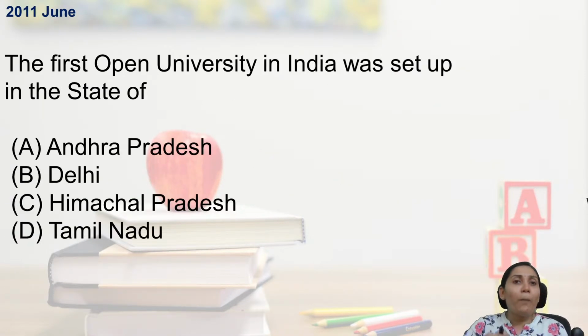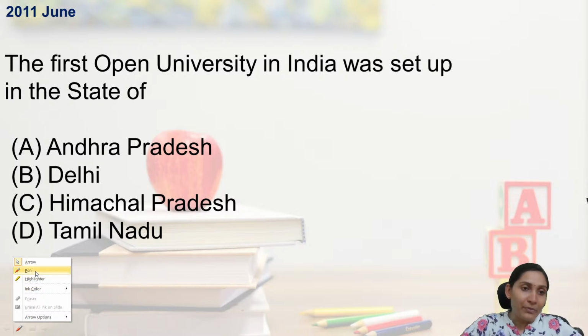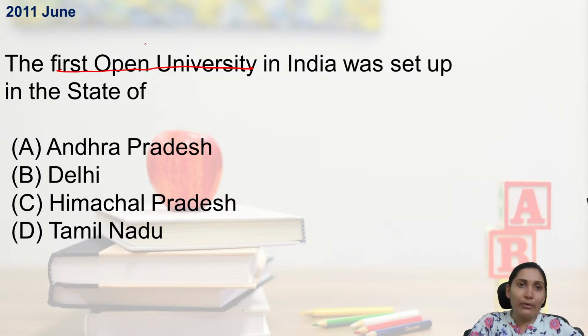The first open university in India was set up in the state of. So this question is about the first open university in the country. The options are Andhra Pradesh, Delhi, Himachal Pradesh and Tamil Nadu. Which is the right option? Pooja has commented C. Let's check. Let me get some more answers.